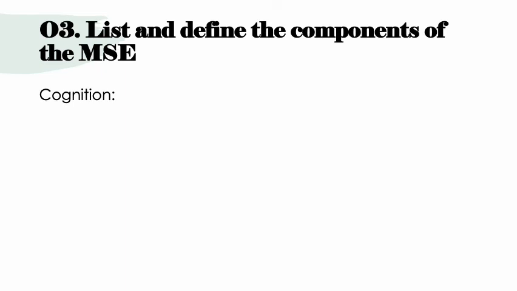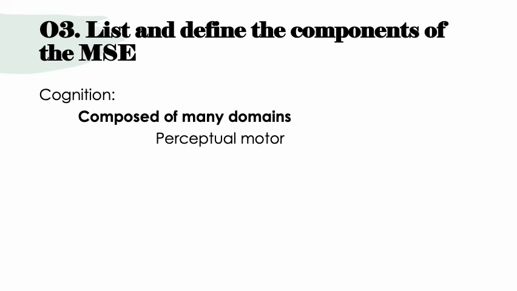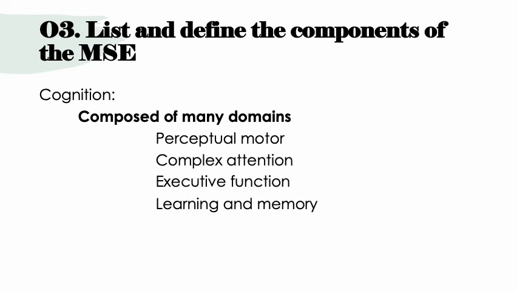And finally, the C part of the ASEPTIC mnemonic, which stands for cognition, is composed of many domains. These include perceptual motor, complex attention, executive function, learning and memory, language, and social cognition.